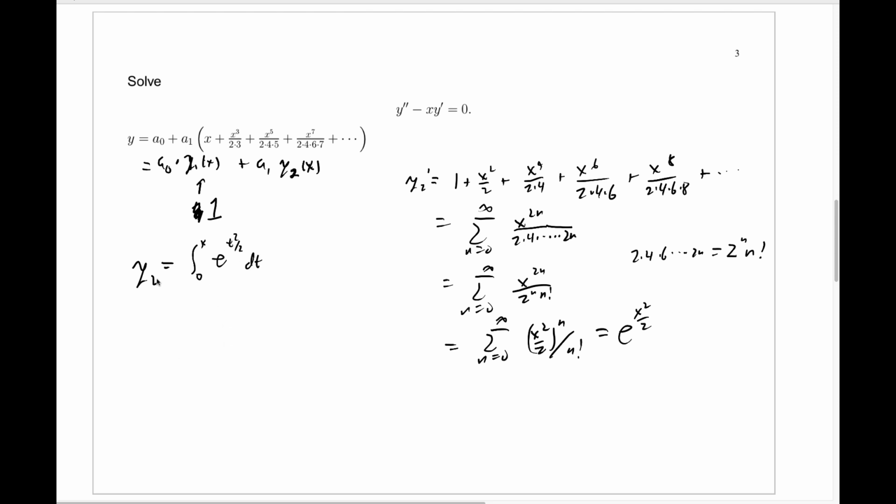So this function y2, not just happens, we created it so that it has derivative e to the x squared over 2, and when x equals 0, we get 0. So this is exactly our function y2, and of course y1 we already know is just the constant function 1. So that lets us understand the solution very nicely.